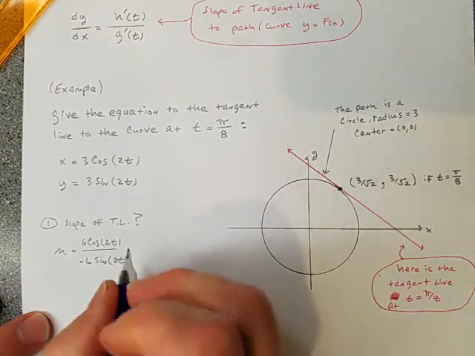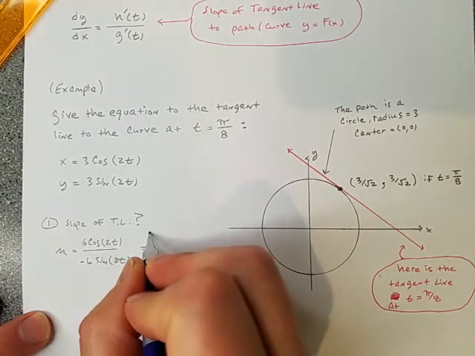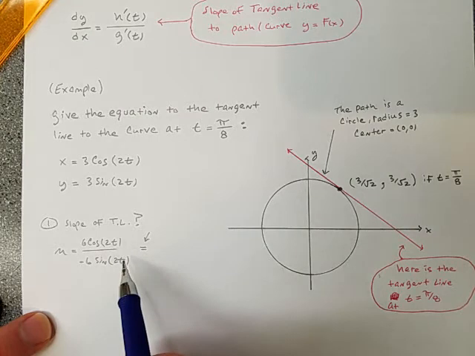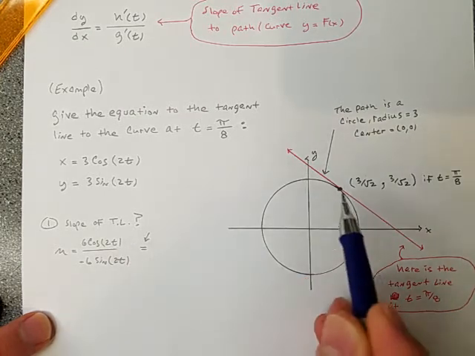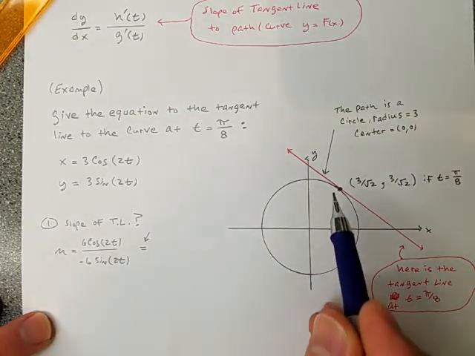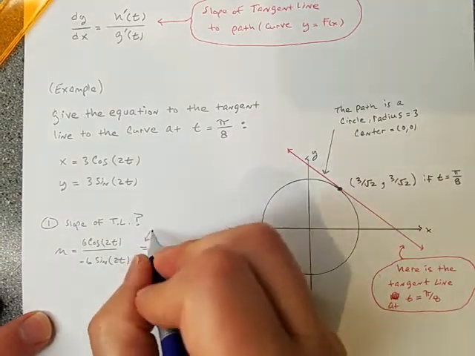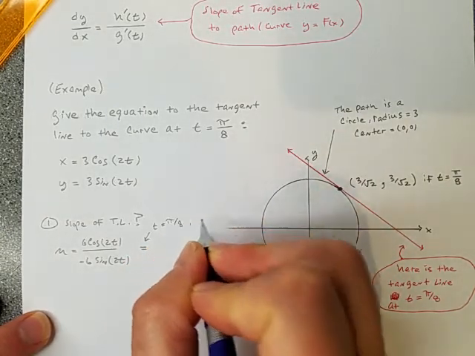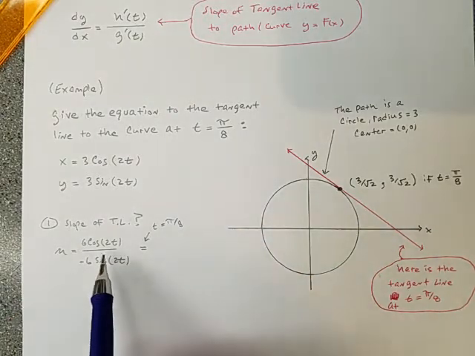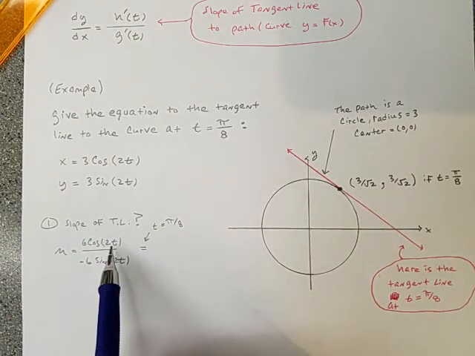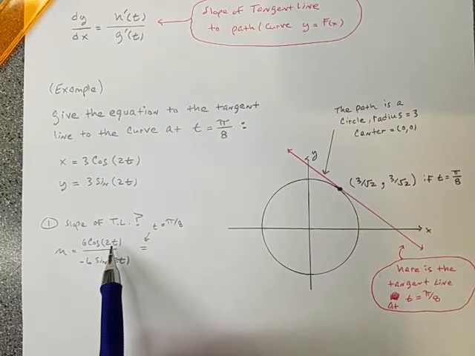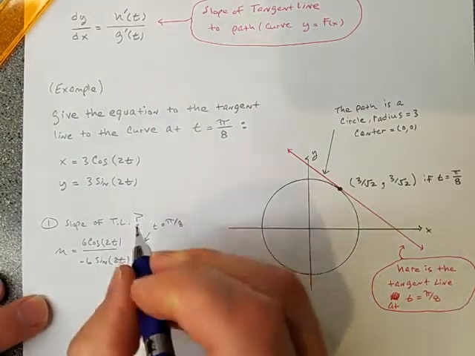So that's my slope, and I have to do a little math from here. This slope depends on the t. It depends on the point. It's different at different points, all right? So I need to figure this out at t is equal to pi over 8. And if I do that, that would be cosine of pi over 4, which is going to be 1 over root 2. I'll get 6 over root 2.